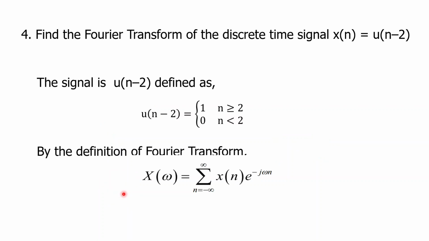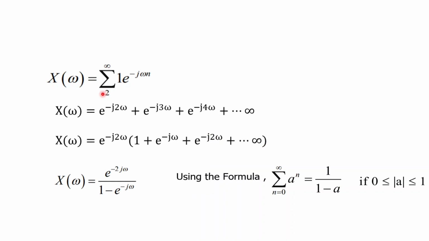Next, the shifted version, u of n minus 2. You can simply write it using the time shifting property of DTFT. Otherwise you can use this formula and calculate. This is the u of n minus 2. So it is shifted to the right-hand side by 2 units. So for n greater than or equal to 2, it will become 1. These n values we will substitute in the limits, so from 2 to infinity.